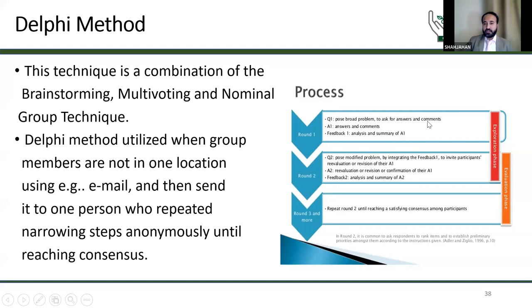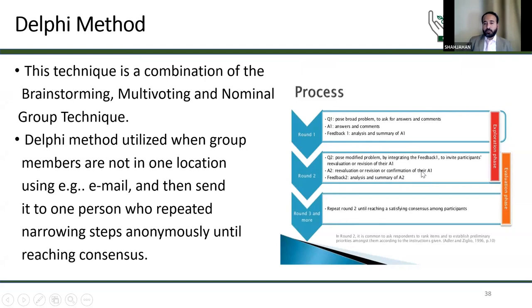Like in this picture, what they will do: question one, pose a broad problem to ask for answers and comments. Now they will send an email to all groups. Then they will receive answers and comments. Then feedback one: analyze and summarize. Then we do round two, pose a modified problem by integrating feedback one, invite participants to re-evaluate and revise, and then confirm the revision.